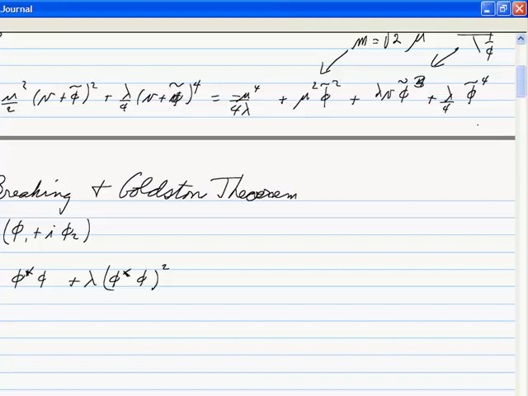Okay, so we've now got two fields. They enter the symmetric combination. There's a symmetry associated with this, of course. Phi goes to e to the minus i alpha times phi. Okay, you change phi by a phase, the potential is invariant, the kinetic energy pieces are also invariant. Okay, so we've got a symmetry now.